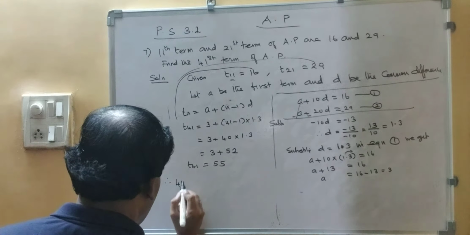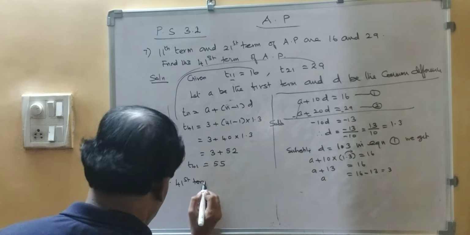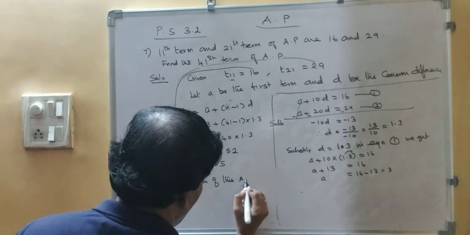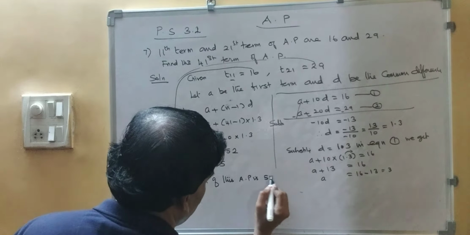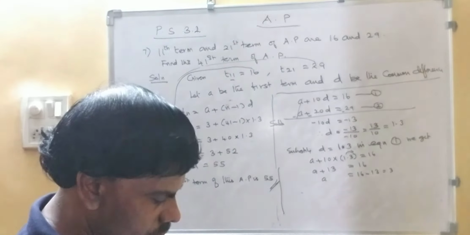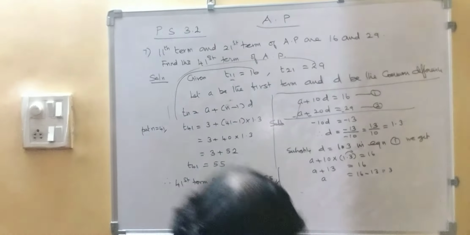Therefore, the 41st term of this AP is 55. I think you have followed. It is very, very important and easy also. Okay. Now next one.